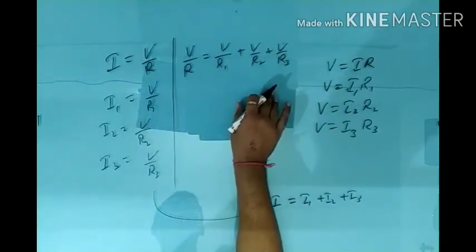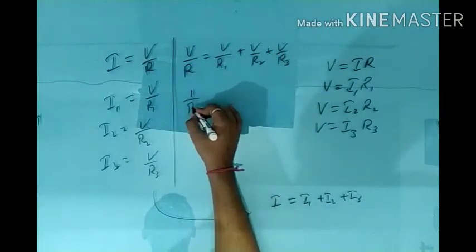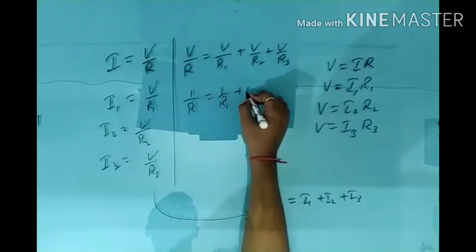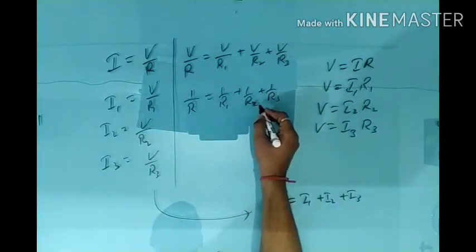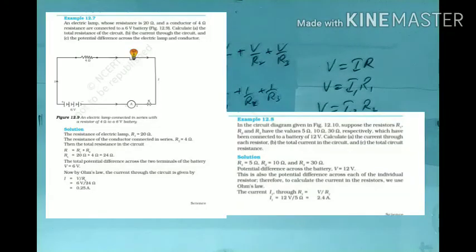Now on both sides V is common, so we can cancel it: 1 by R equals 1 by R1 plus 1 by R2 plus 1 by R3. It means in case of parallel combination, the reciprocals of the resistors are added. Now in our NCERT notebook there are some solved examples given, so please try these examples and practice the numericals also.